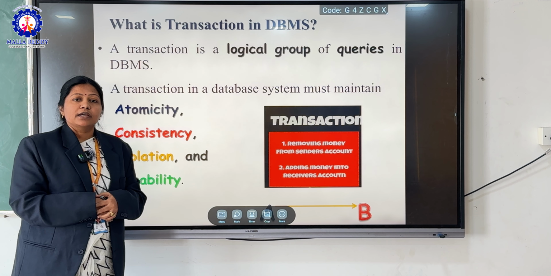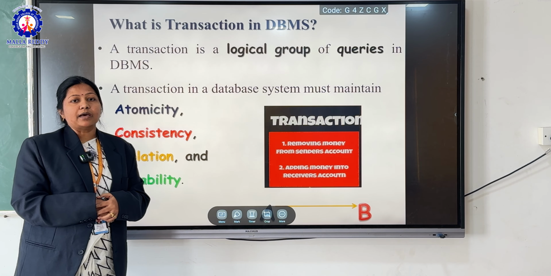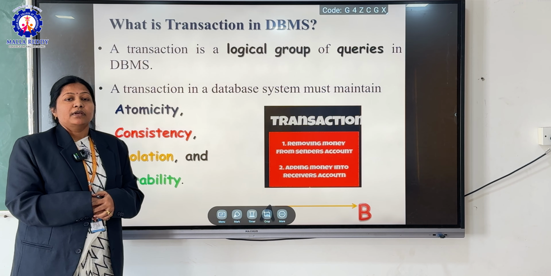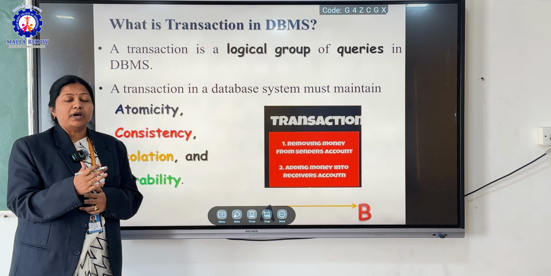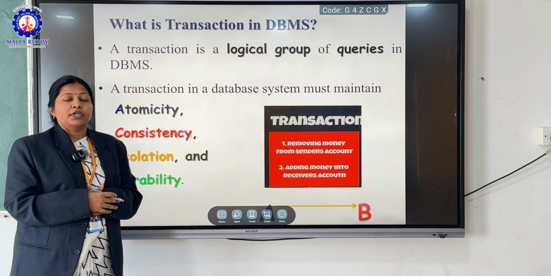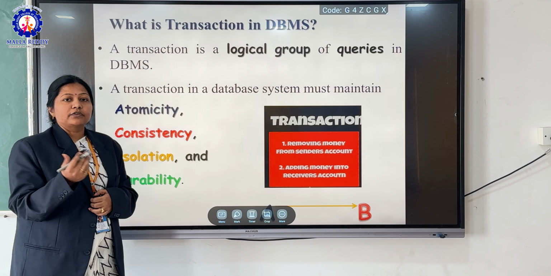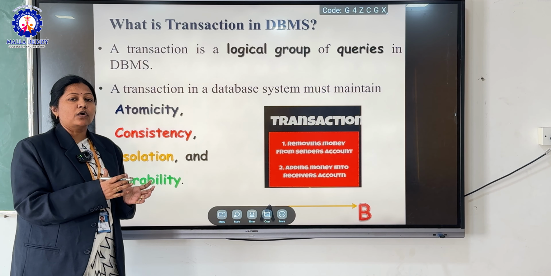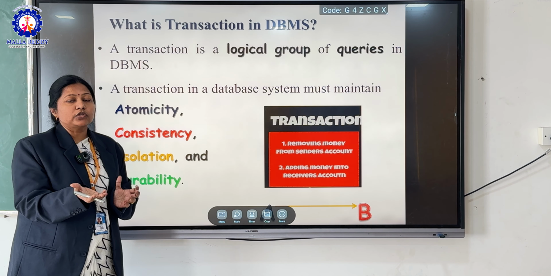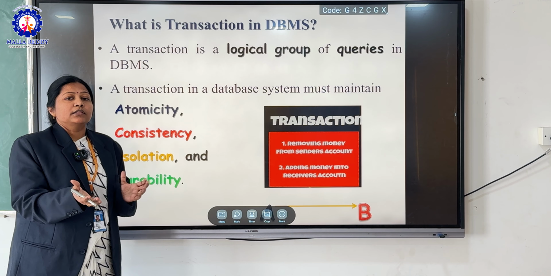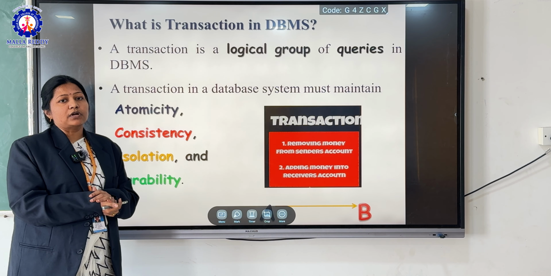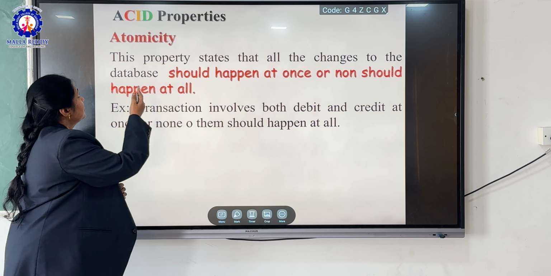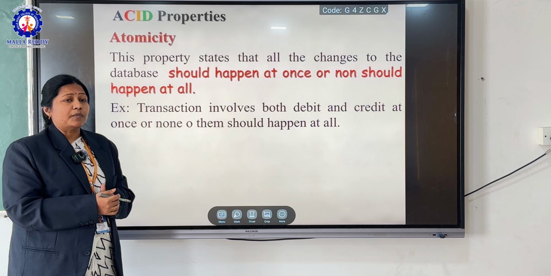For example, consider a money payment application like Paytm. To transfer money from sender to the receiver, first, we have to deduct the amount from the sender account and the same amount is going to be credited in the receiver account. The group of these queries is called a transaction. The transaction must maintain atomicity.